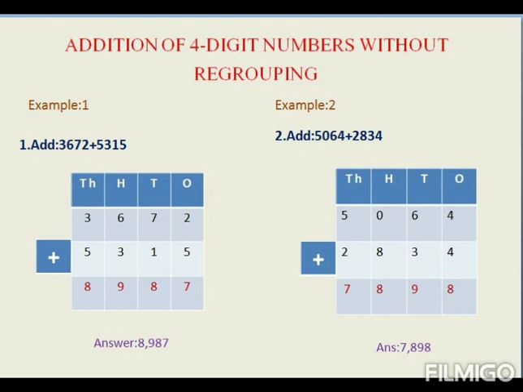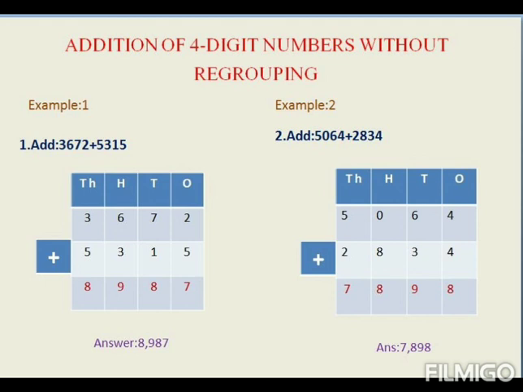Children, here we have two examples of 4-digit number addition without regrouping. Okay, first one, add 3672 plus 5315. Here both the numbers are 4-digit numbers, so let us mention the places: ones, tens, hundreds, thousands.